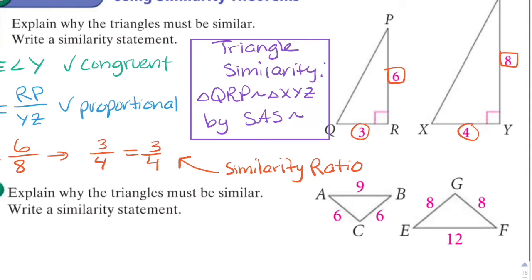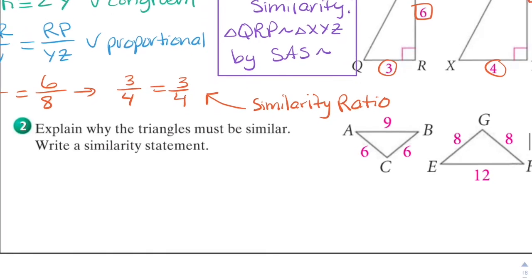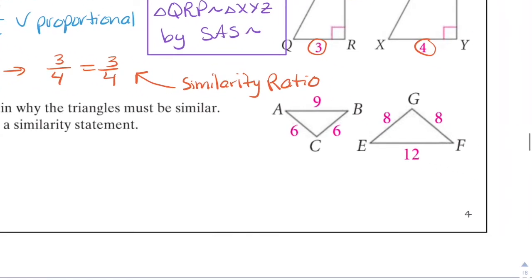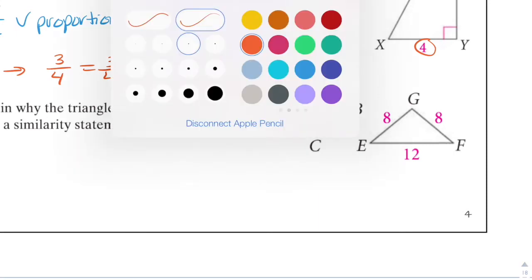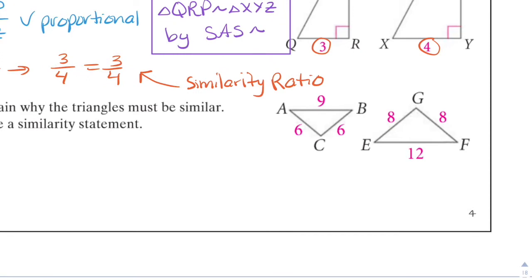All right, the next one, number 2, explain why the triangles must be similar. Write a triangle similarity statement. Well, we have no angles, which means that we can't use angle angle and we can't use side angle side, but we can use side side side similarity. This is unique. Look at these sixes and these eights. Because we have two sixes and two eights, we really don't need to worry too much about our order.